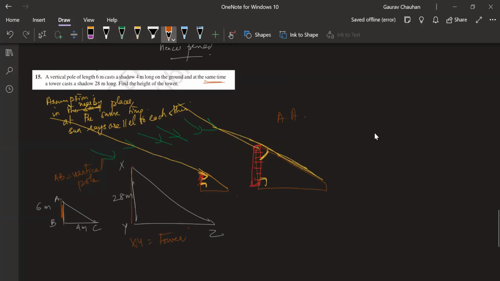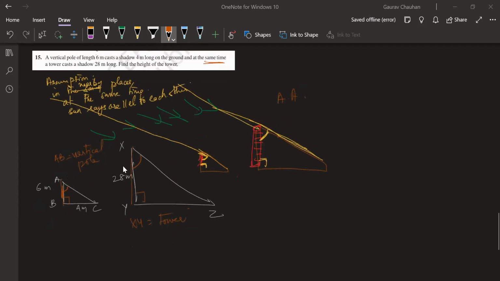It is at the same time, they're saying, right? Which means this theta is equal to this theta. We don't know what theta is, but it's equal. We also know both are standing straight, right? Vertical means it is standing at 90 degrees. Unless they have given the leaning tower of Pisa or some other special thing, you don't have to worry about the angle. Now, if this much is clear, we know these two triangles will be similar.